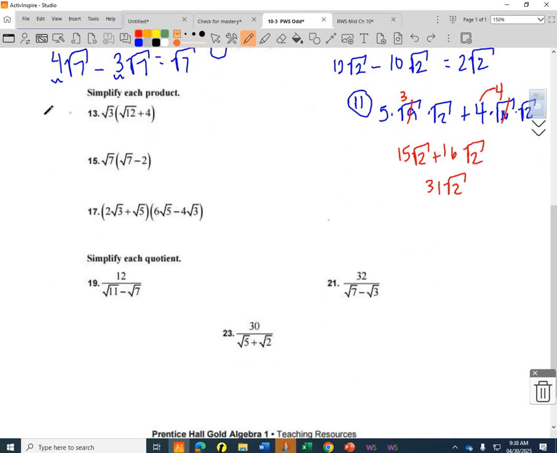Alright, number 13. All we're doing is simplifying here. Just means getting rid of parentheses. So we're going to multiply, and then we're going to simplify any radicals, combining like terms so we can. There's only one term on the outside, so we just use that number on the outside and multiply by everything on the inside. So the square root of 3 times the square root of 12. What's the square root of 3 times the square root of 12, Diane?